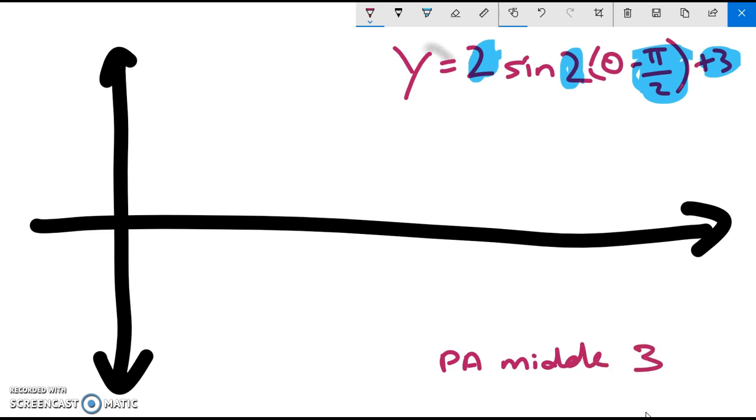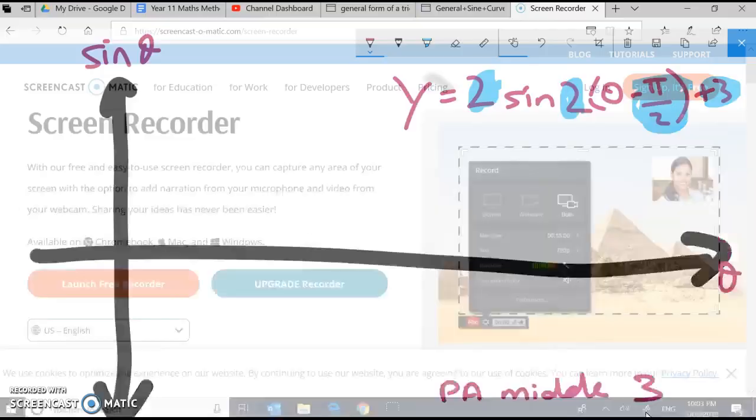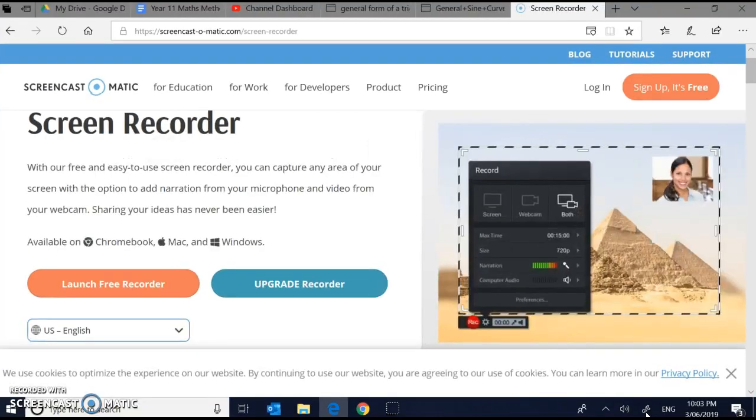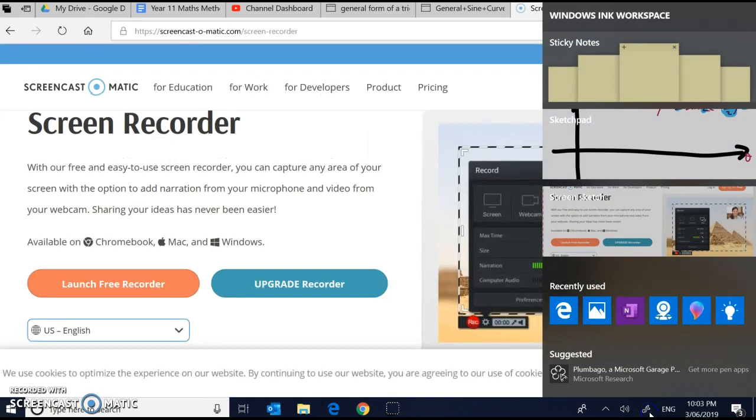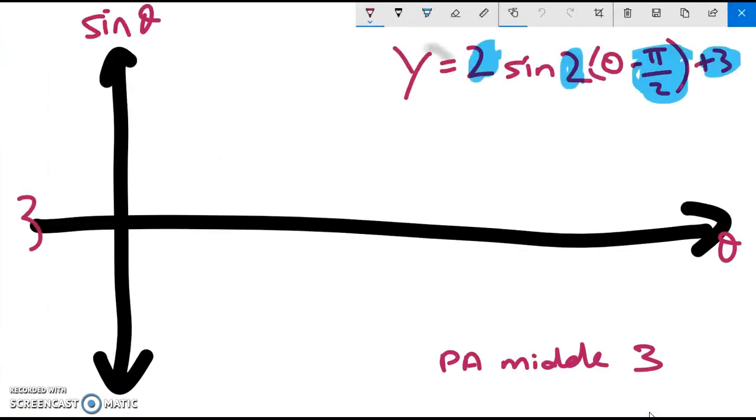Alright? So when you're drawing these graphs, this is going to be sine of theta up here. This is going to be theta up here. Normally we'd put 0 as our middle line of our axis, and we'd put everything from there. But there's no actual reason why you have to. So if you want to, you could put this line here as 3. That's perfectly legitimate. That's the y value of that line.